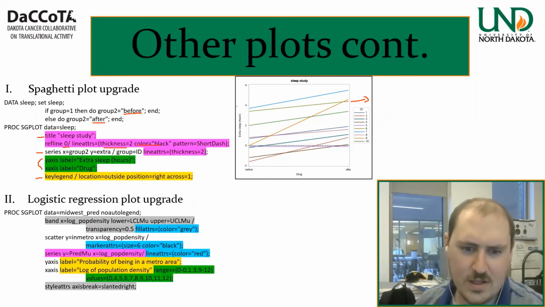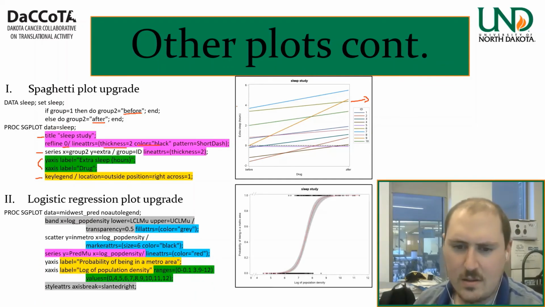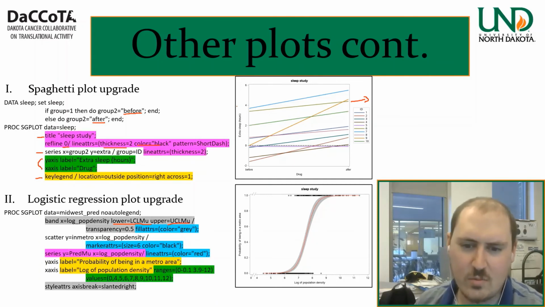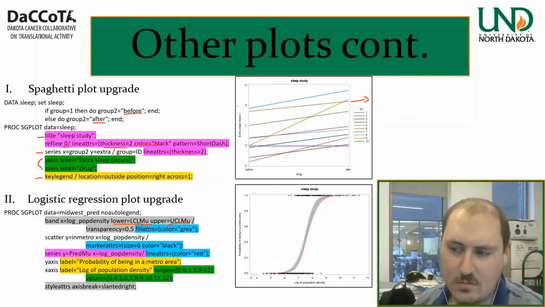Now for logistic regression, we're going to do some more things here. First of all, let's add a band. And to do that, we need this LCL mu. So again, this is a little different from the simple linear regression, which has this LCL. Again, you can print out this data set if you need to check what the names are. Make it a bit transparent, make it gray, no sweat to it.